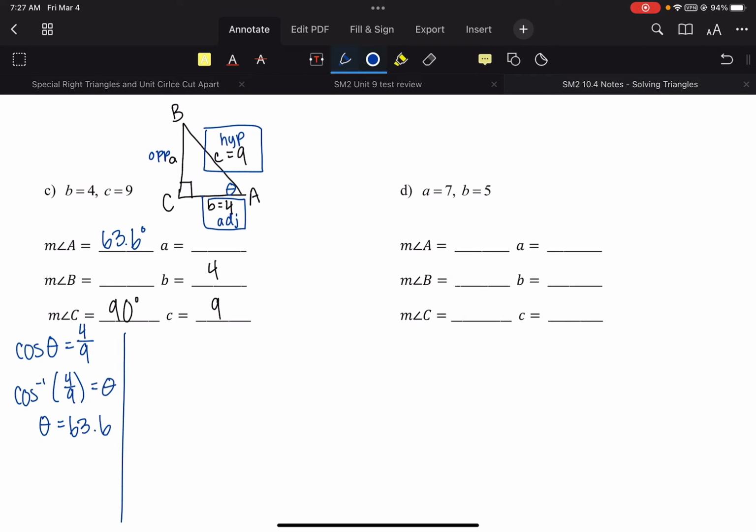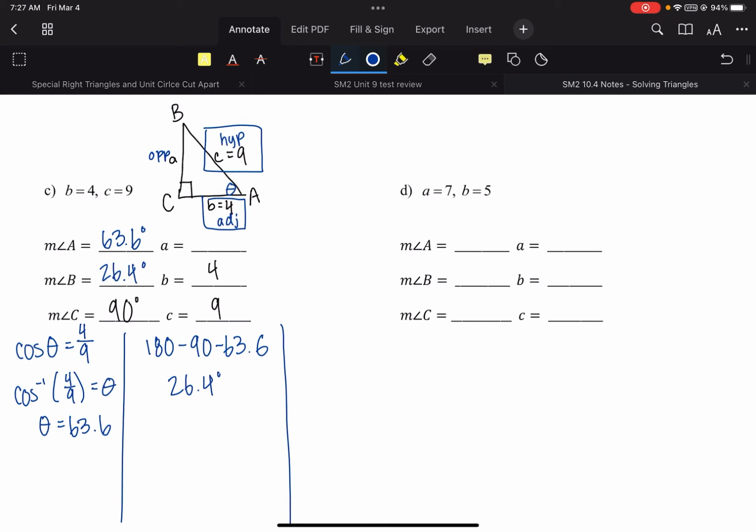Okay. Now to find B, I know two of the angles, I just need to know the third, so I'm going to subtract the angles that I do know from 180, and I get 26.4. So angle B is 26.4 degrees.